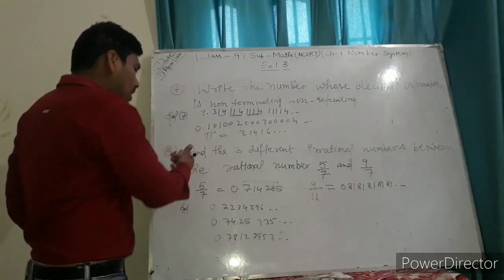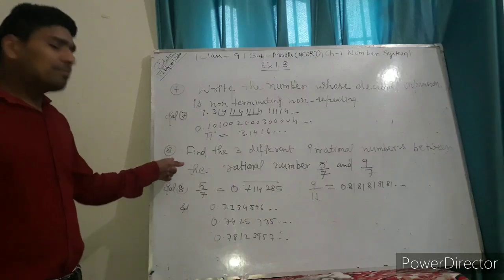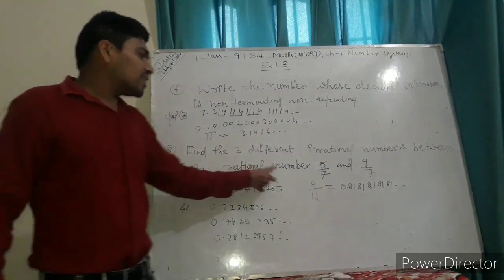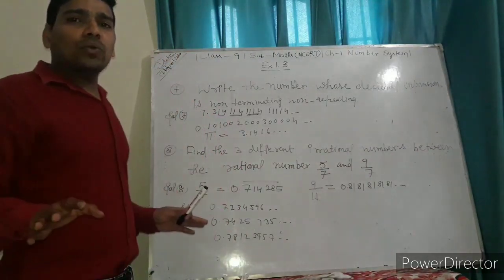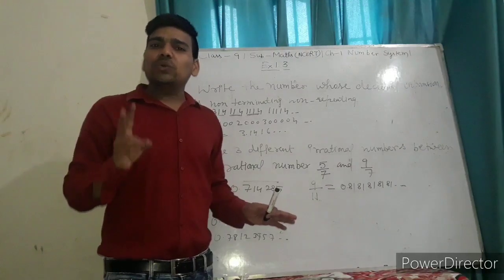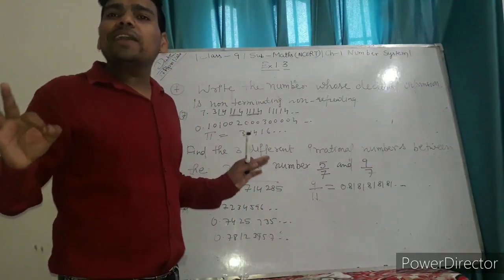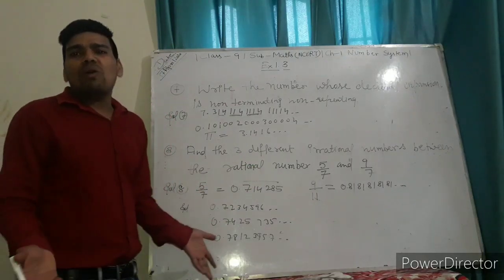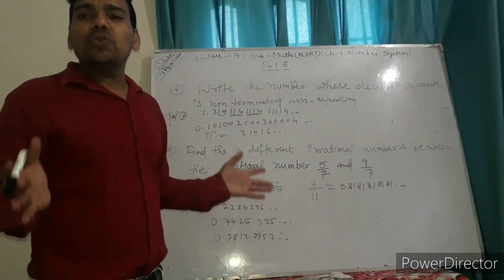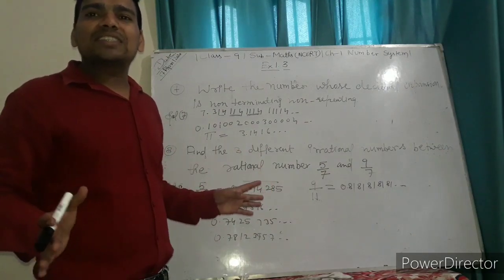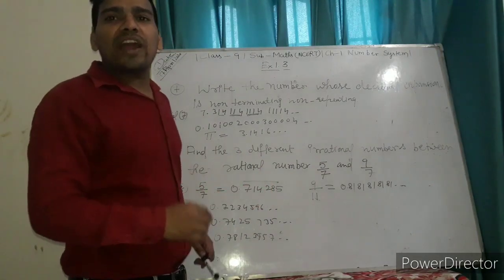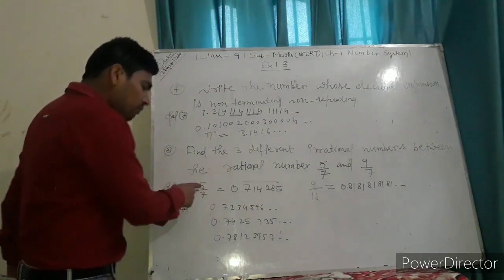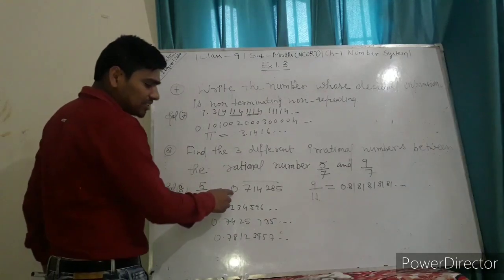Clear? Now I am going to the next sum. Sum 8 is saying: find three different irrational numbers between the rational numbers 5/7 and 9/11. I have already told you on a number line, between any two rational numbers there are infinitely many rationals and irrational numbers, and the sum is asking only for three irrational numbers. You can find so many irrational numbers and your answer can be different from my answer.